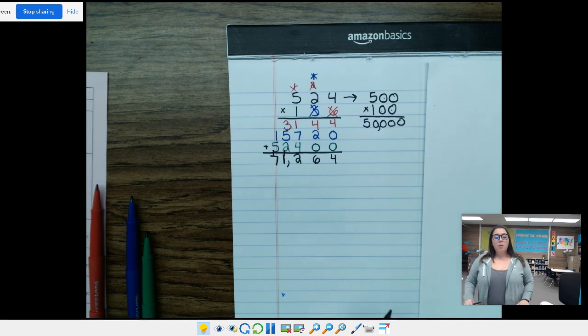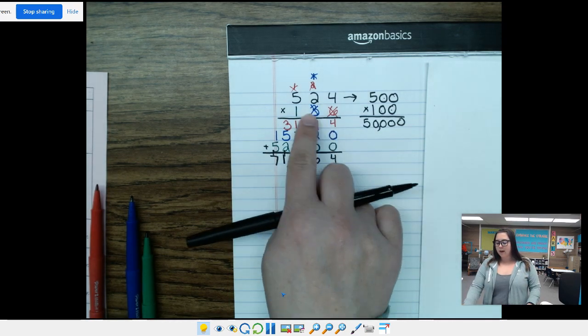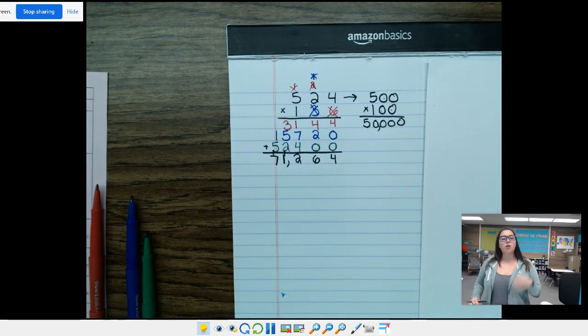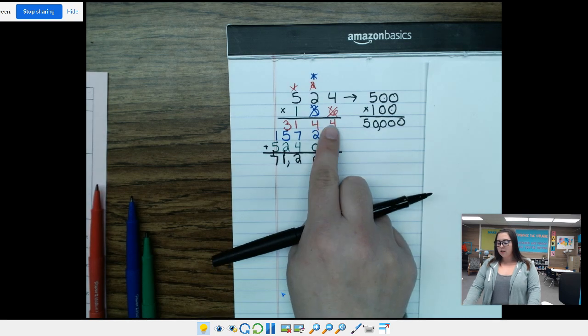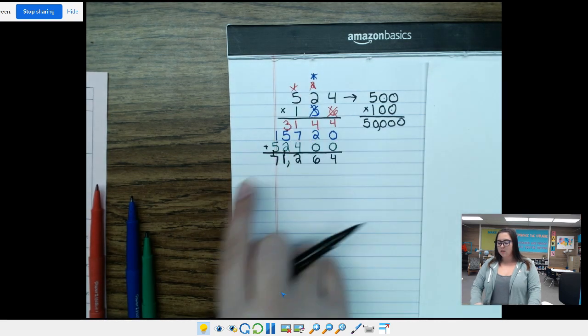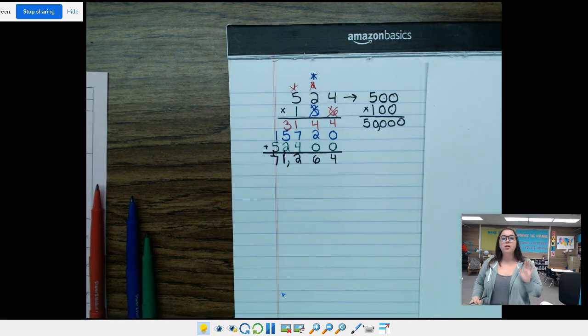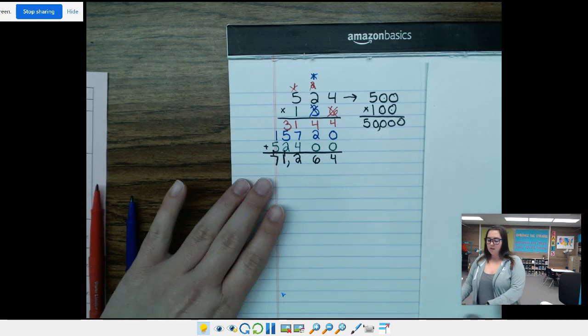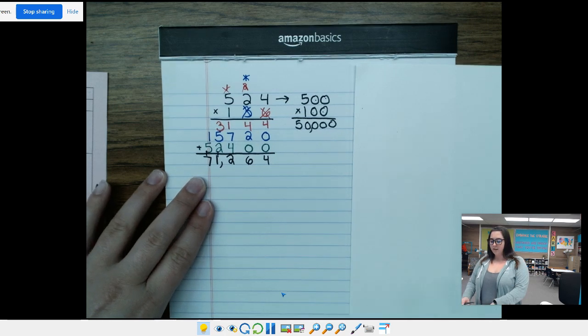So I know this probably is challenging for a lot of you. It can get confusing when you have so many numbers going on. So I want to offer you an alternative. If you are struggling having so many numbers on top and you're just getting confused, here is an alternative you could do. So I have my alternative, I just had it hidden.